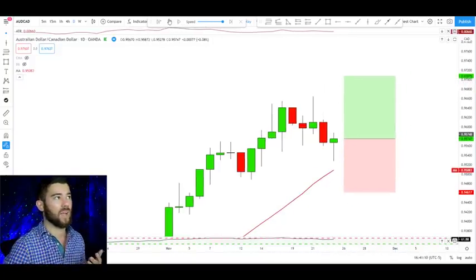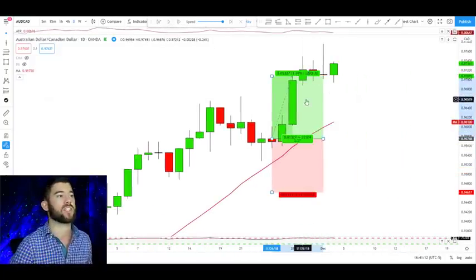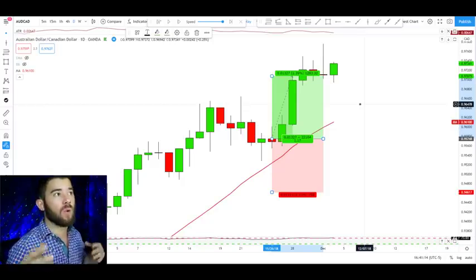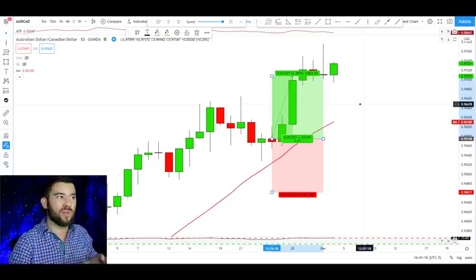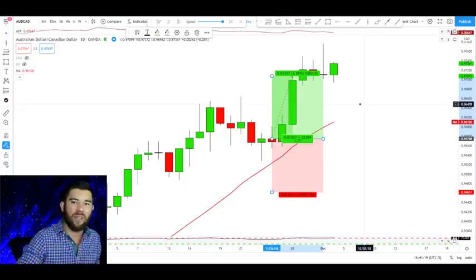Let's click play and see what happened. Boom, hit targets, no problem, for about a 1.2 to 1 reward to risk ratio. I wanted to do that entire scenario just to show you how everything is coming together.